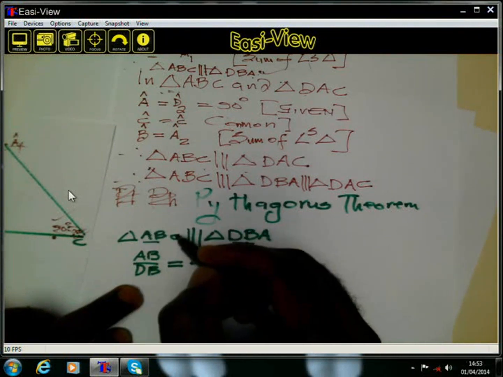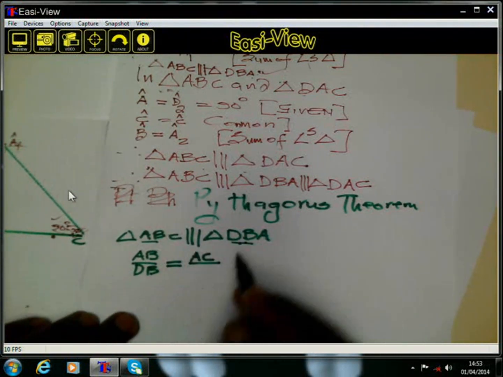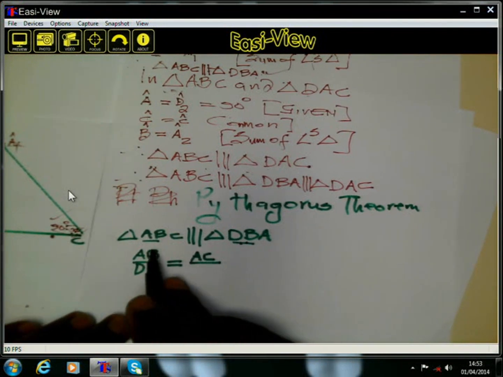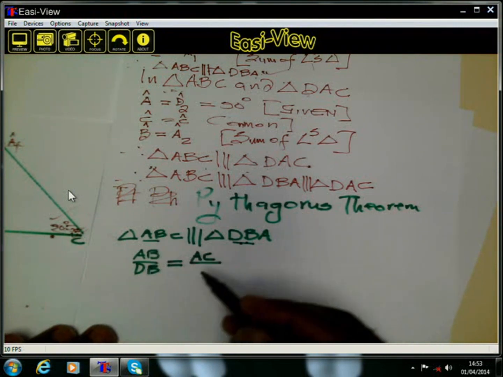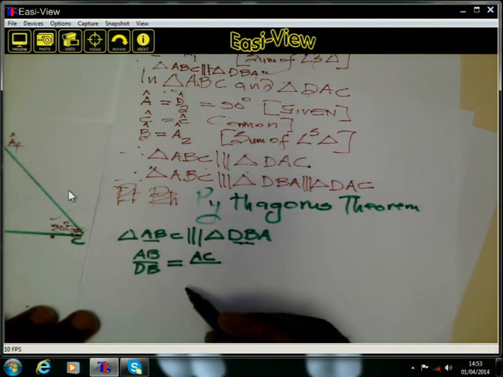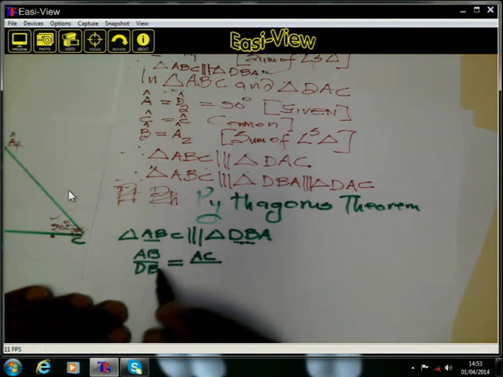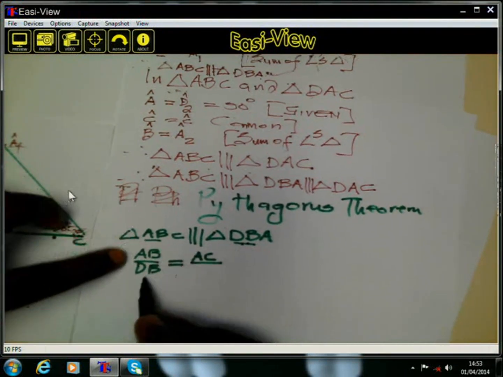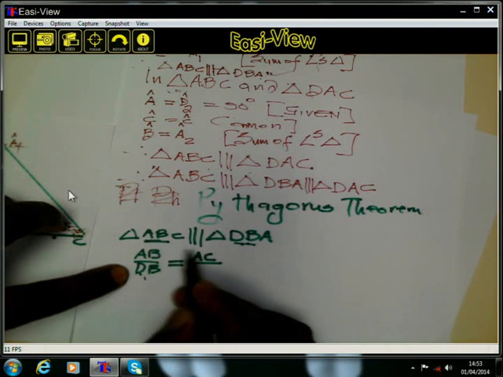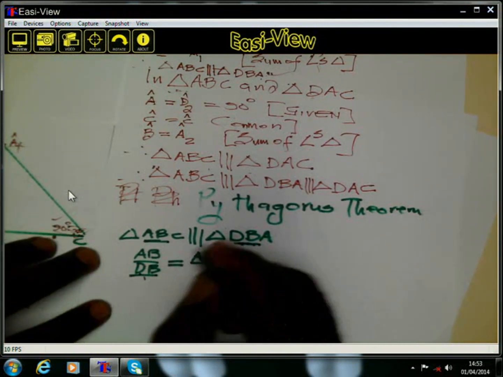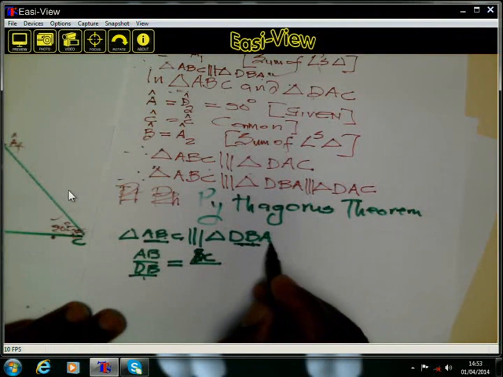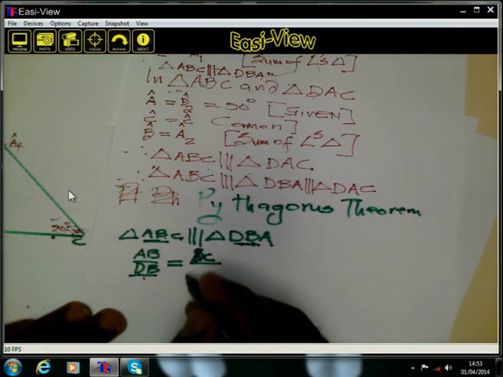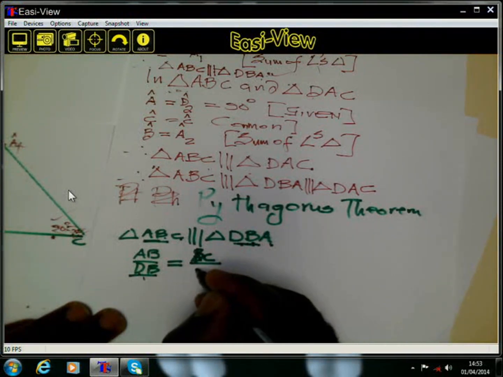divided by the longest side AC over... is it AC? I think I'm getting it wrong here. No, it's not supposed to be AC. It's AB over DB. This over that. That is correct. And this should have been BC, yes. This side over BA, which I can always write as BA or AB.